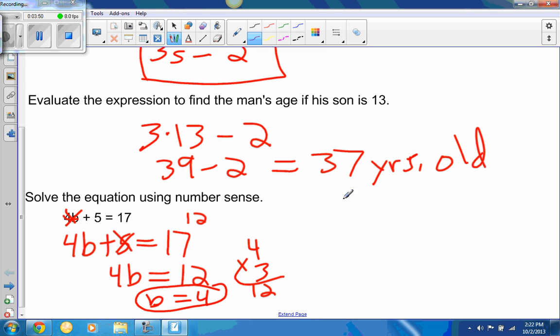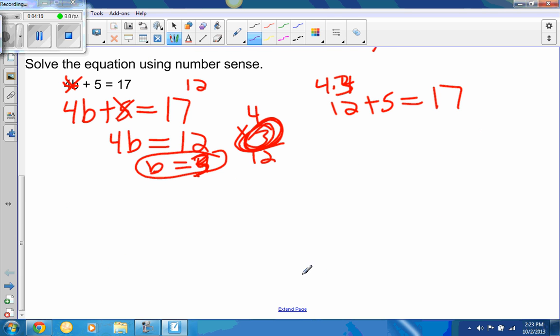So I can go through and check it. So plug it in. Is 4? Oh, I'm sorry, it's 3. I had the answer right here. What times 4 gives you 12? It's 3. I accidentally put the 4. So 3. So 4 times 3 is 12, and 12 plus 5 is 17. So it worked. Okay, that's using number sense to find it.